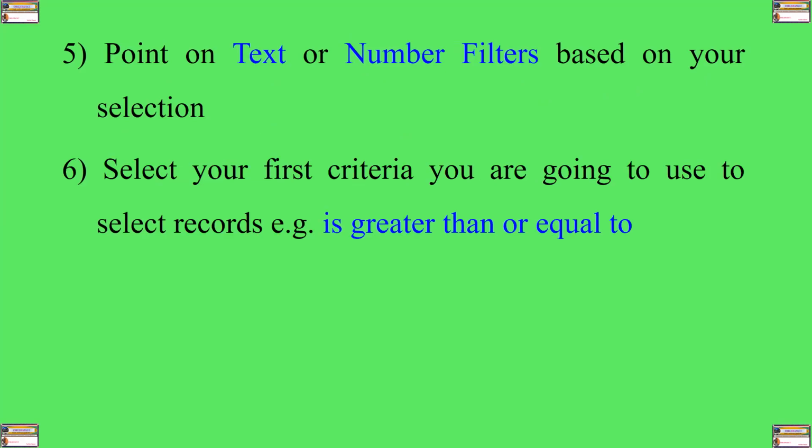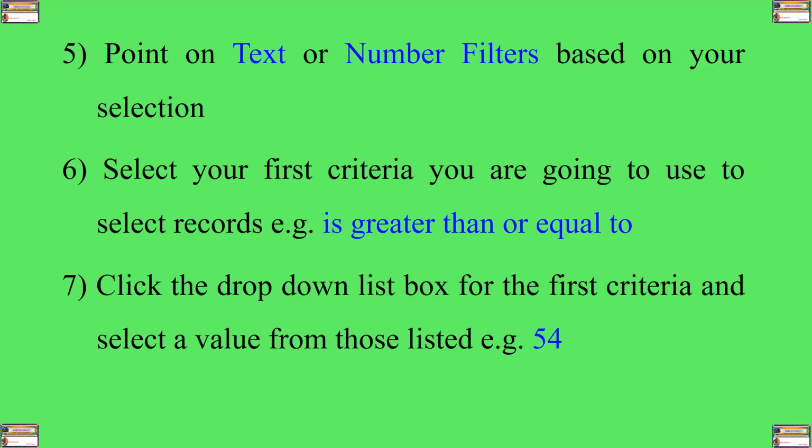Number six, select your first criteria you are going to use. Select records, for example, is greater than or equal to. Number seven, click the drop-down list box for the first criteria and select a value from those listed. For example, 54.